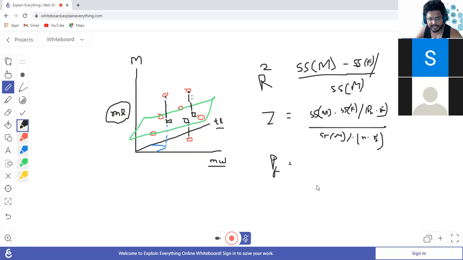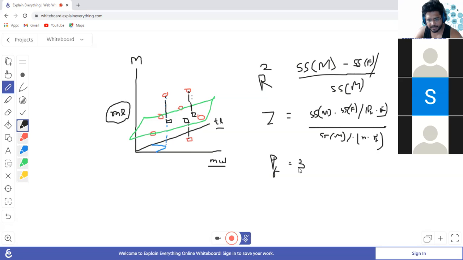How many parameters are there for the best fit plane? 3 parameters. Good. And what is the value of PM here? 1. Good.